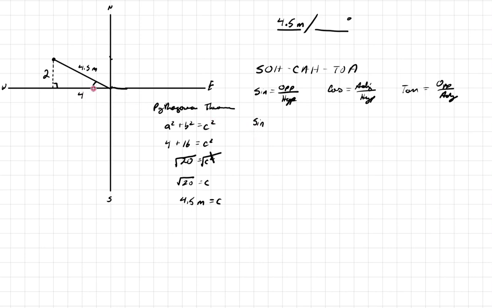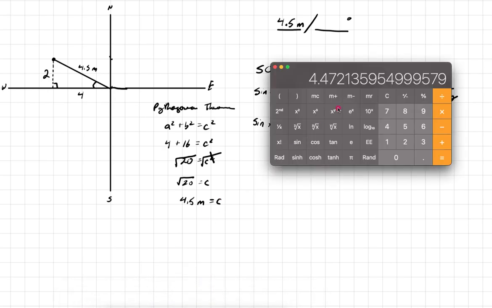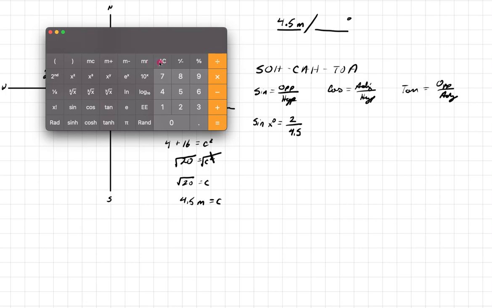The sine of, we don't know what this is, so we're going to call it x degrees, is equal to 2 over 4.5, because that is our opposite side over the hypotenuse length. So now we're just going to use our calculator. We don't have to do the math in our head. God made calculators for a reason. So 2 divided by 4.5 is equal to 0.44444, right?